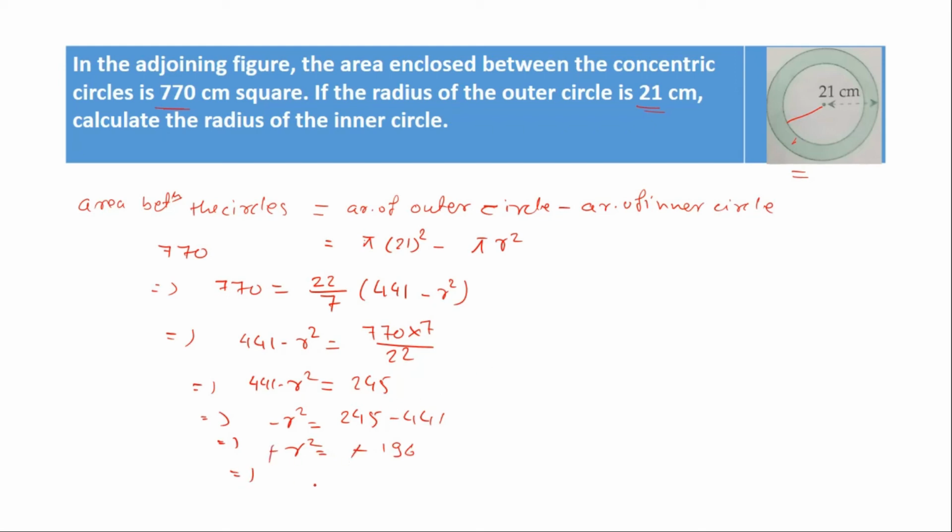or r is equal to root over 196. It will be 14 centimeter. What is r? R is the radius of inner circle.